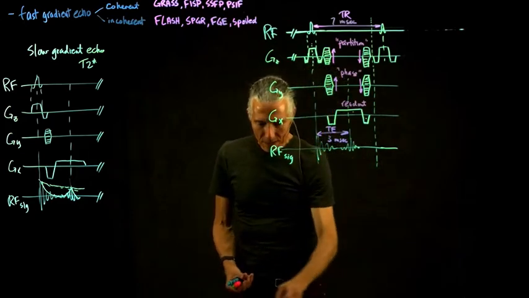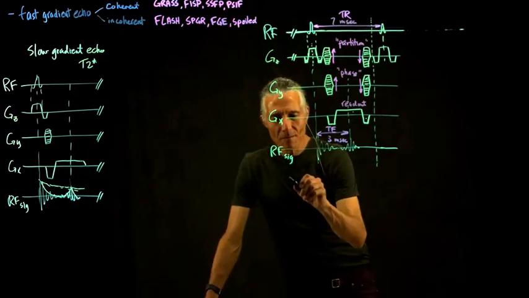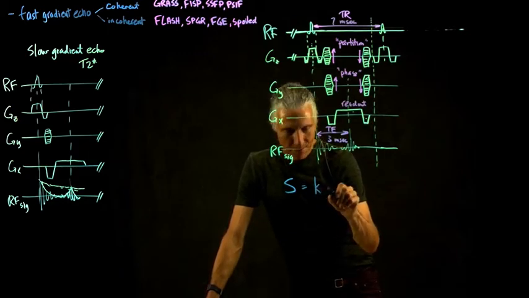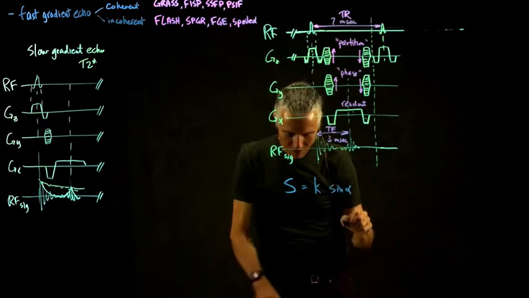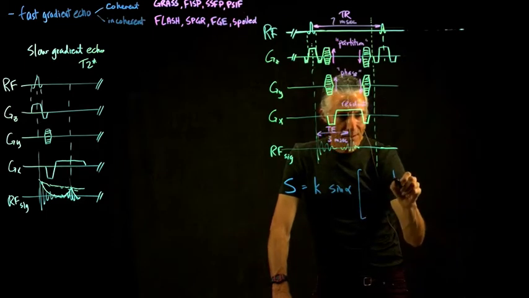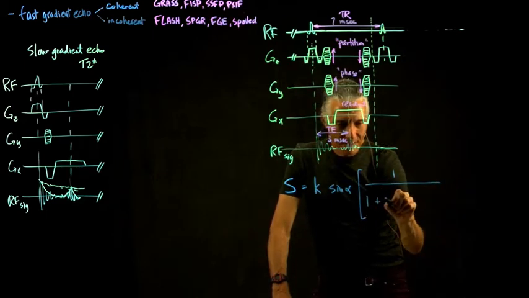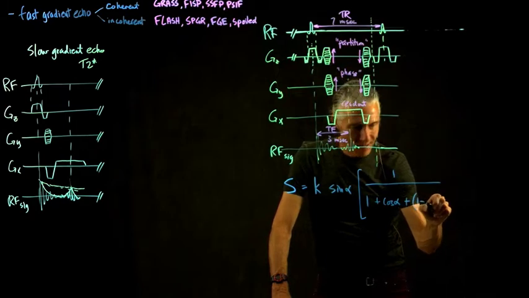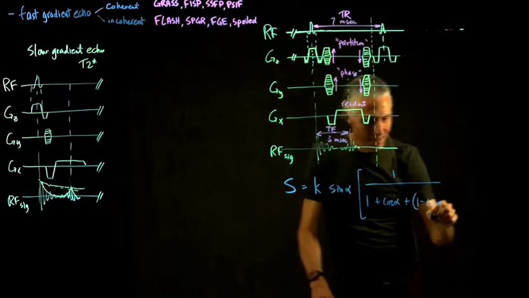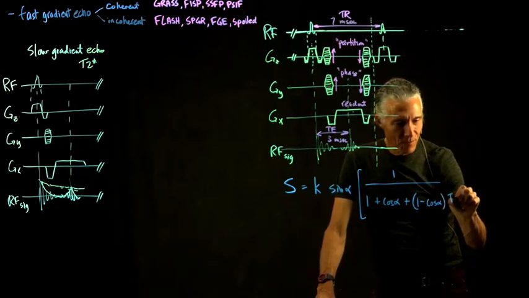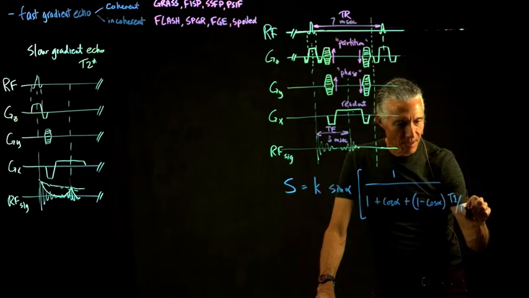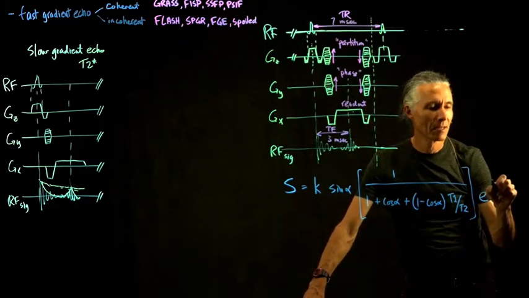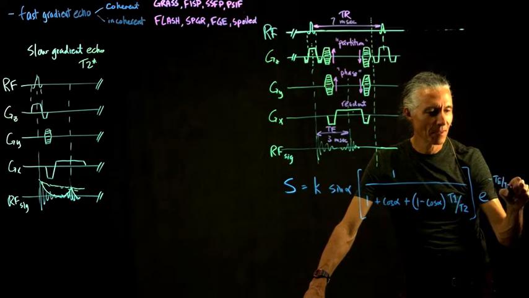So if you look at the equation for the signal amplitude, it's kind of complicated. I'll just write it out, but we'll sort of simplify it down. So there's some constant, there's the sine of the flip angle multiplied by a huge mass, which is 1 over 1 plus the cosine of the flip angle plus 1 minus the cosine of the flip angle times T1 over T2. And then it's also decayed a little bit. So e to the minus T over T2. So it's kind of a big mess.